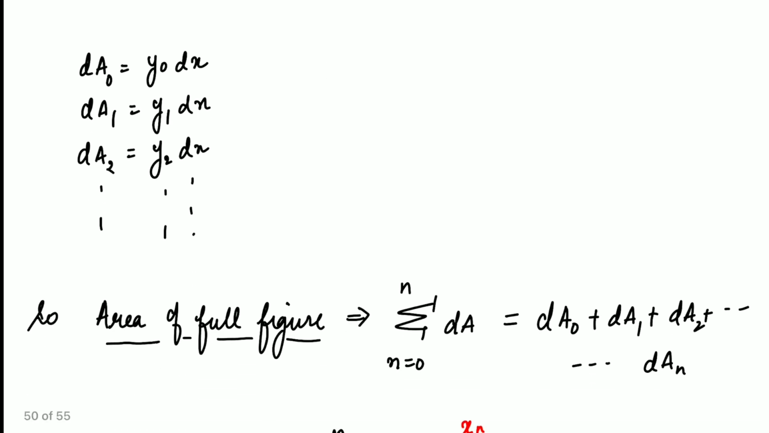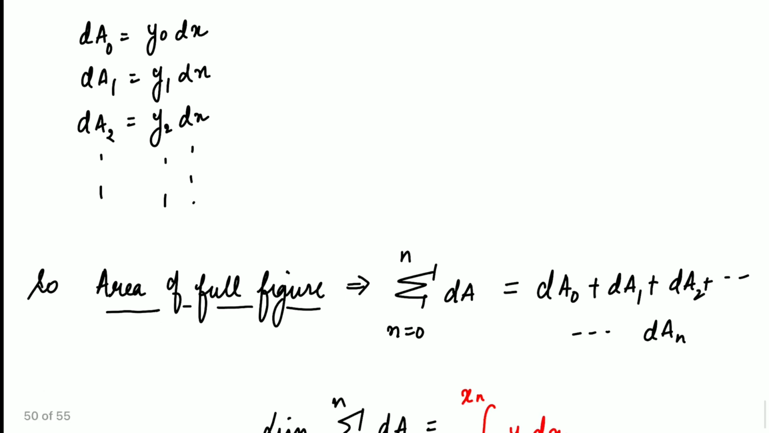So the area of the entire figure will be the summation, or I can say the addition, of all the individual strips, right? It's pretty simple. The area of the entire figure will be the summation of dA over n equals 0 to n, that is, your entire strips are included, so that is equal to dA0 plus dA1 plus dA2 till your dAn strips. Is that a yes or no? That will be the area under the curve, right?